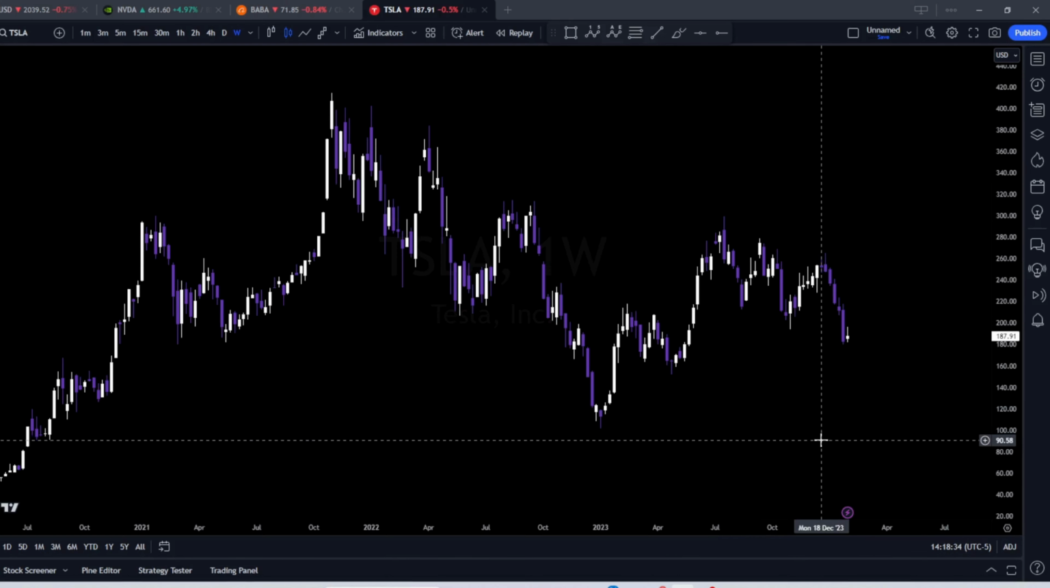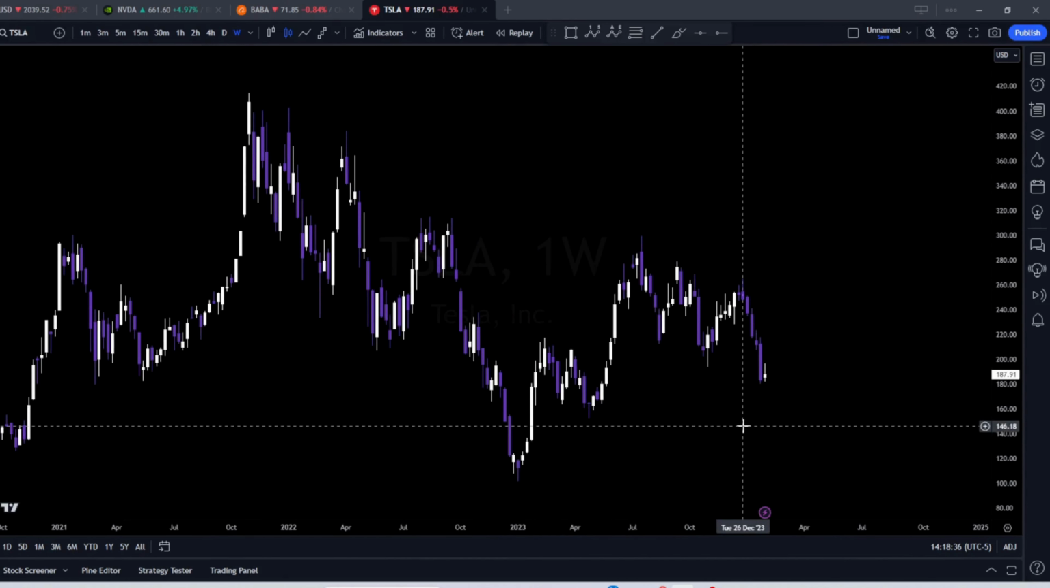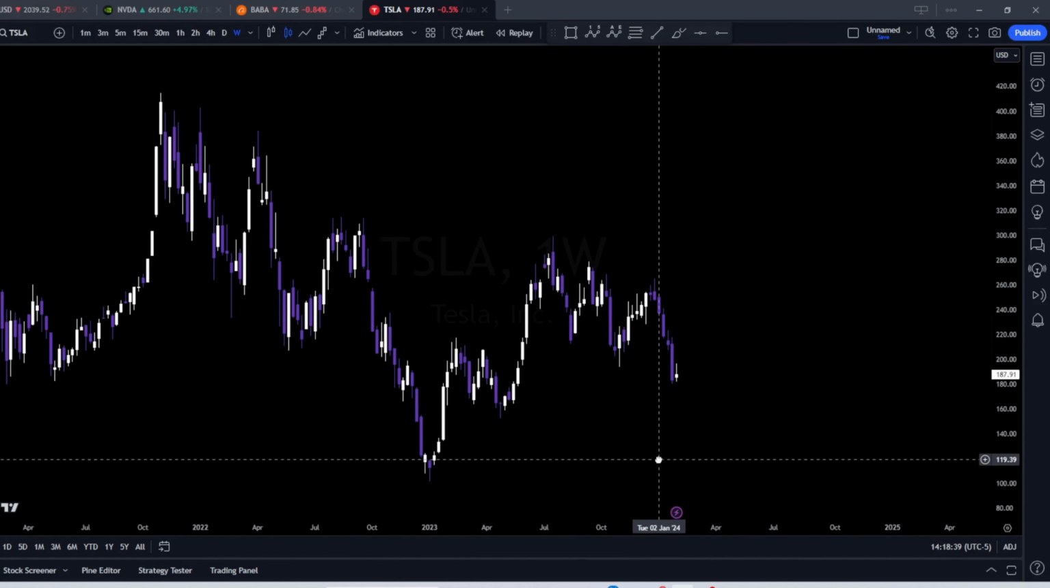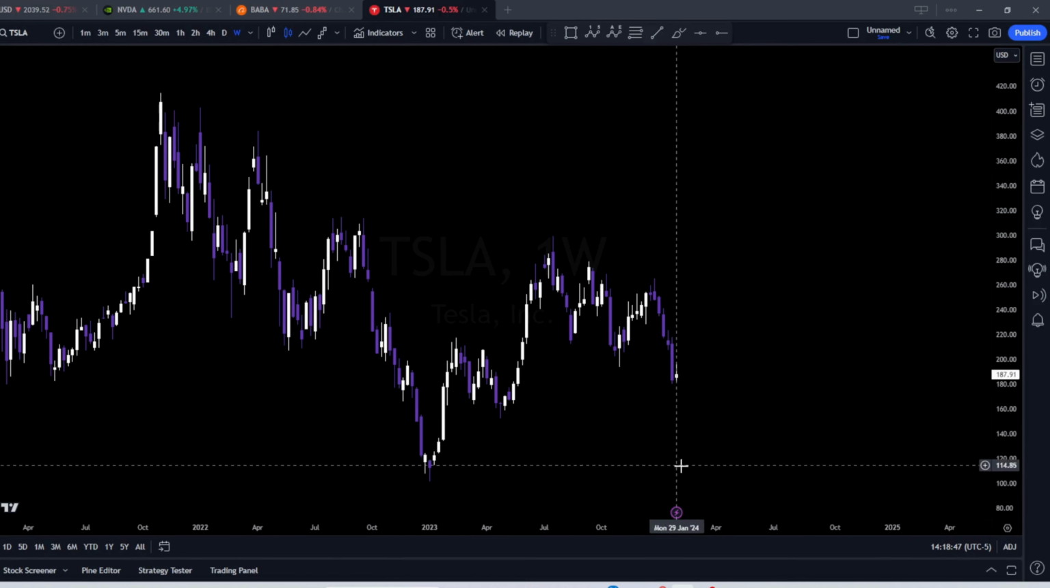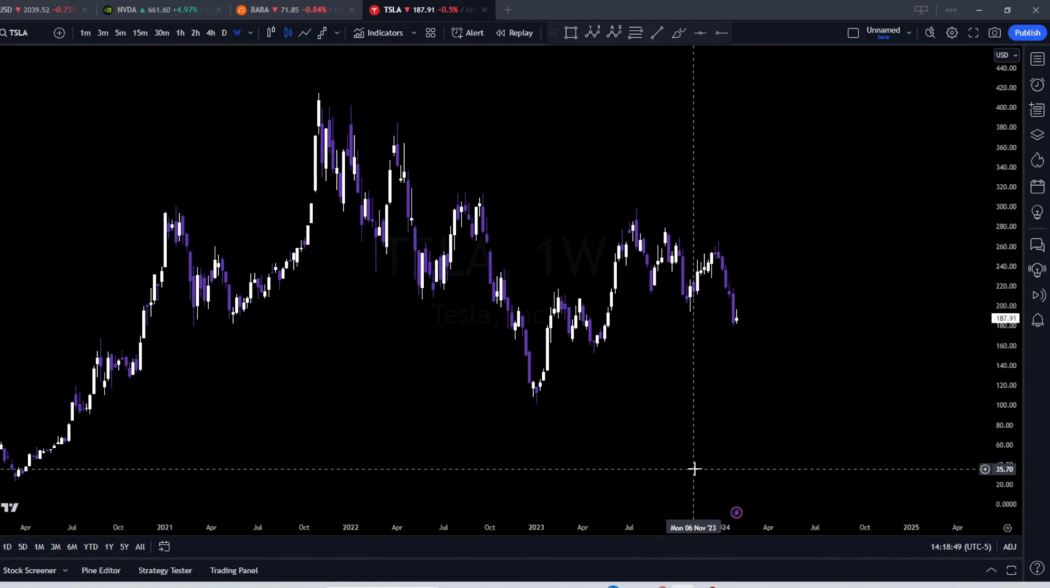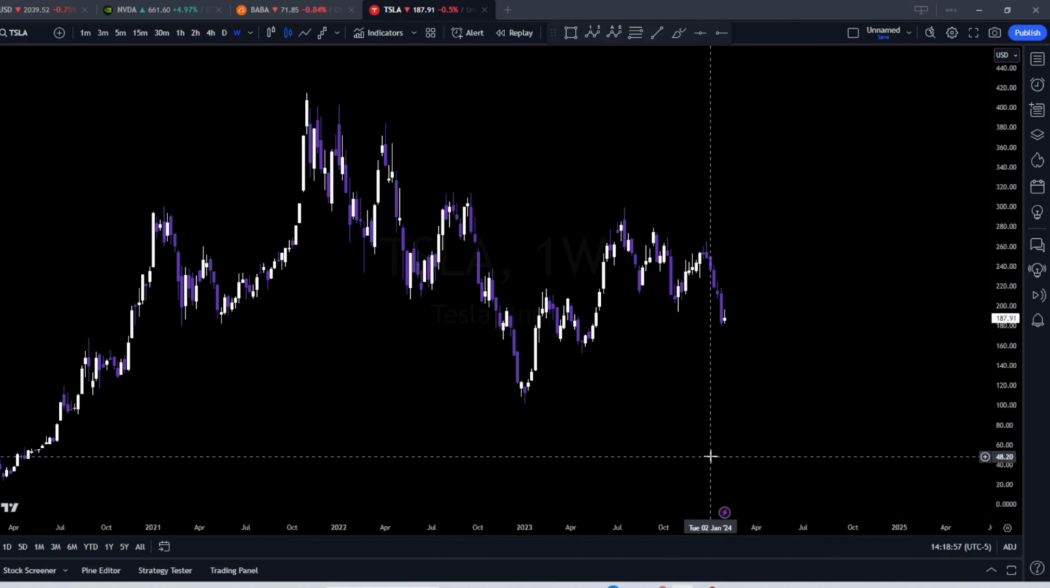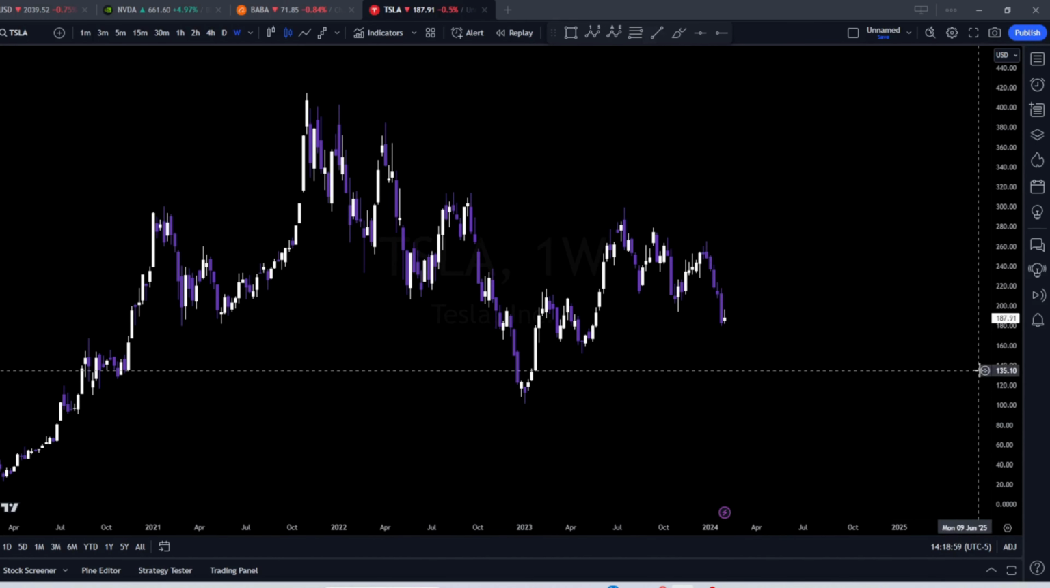Okay, so the first thing is I look at the weekly time frame first for any stock. I think I'll do Tesla in this video today, just so I can show you how it looks on two different stocks. So the first one is Tesla. You guys already know I love trading Tesla, so this will give you a little insight on how I draw my levels.